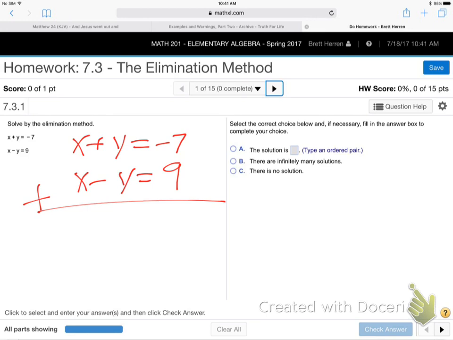Have you seen that before? Sounds like some of you have, at least one of you. You just add straight up and down. That's right. This method that we're doing right now is called the elimination method. It's also called the addition method. It goes by both names because you add them up, and when you do, things eliminate.